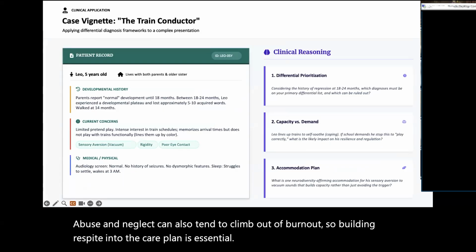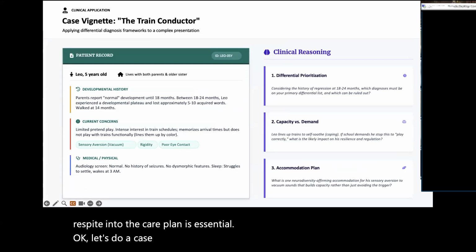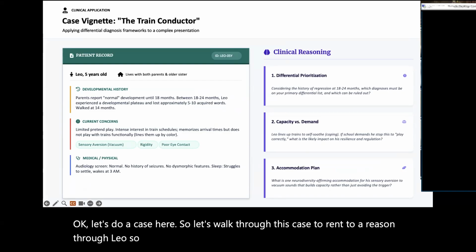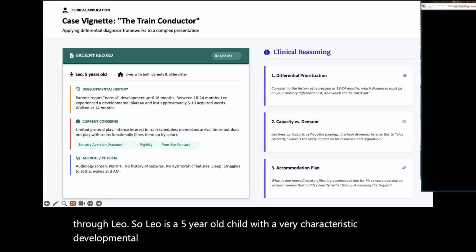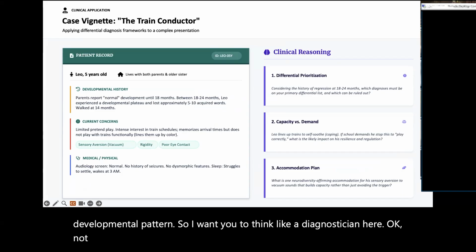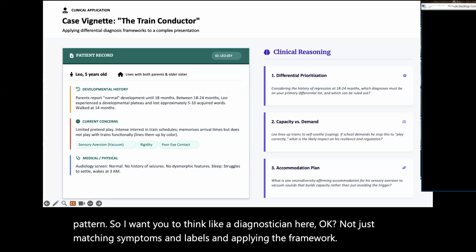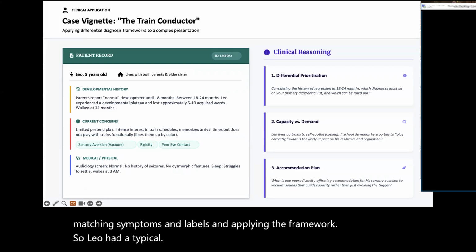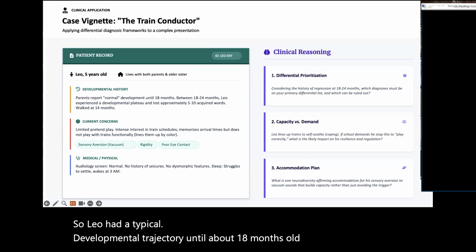Okay, let's do a case here. So let's walk through this case to reason through Leo. So Leo is a 5-year-old child with a very characteristic developmental pattern. So I want you to think like a diagnostician here, okay? Not just matching symptoms and labels and applying the framework. So Leo had a typical developmental trajectory until about 18 months old, and then something important happened.